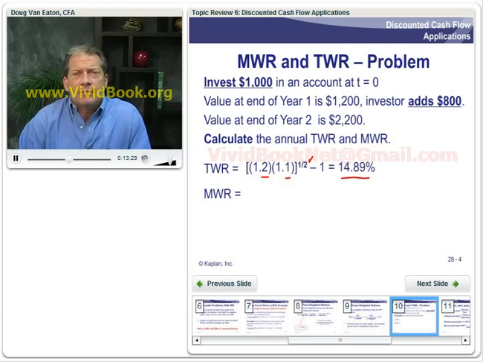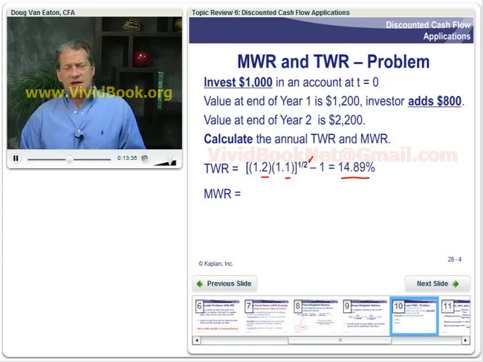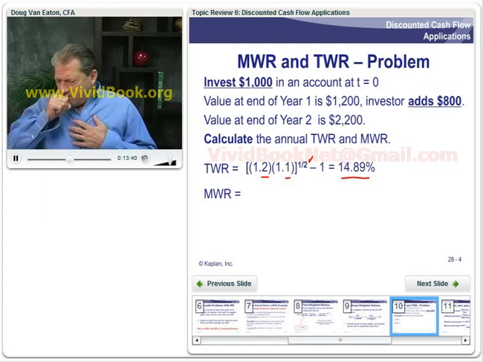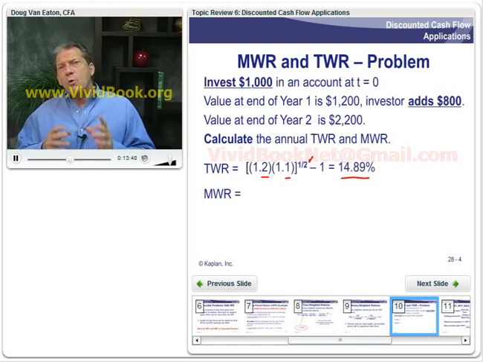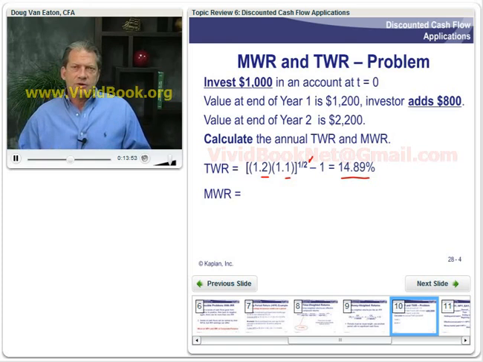Now, before we calculate the money-weighted rate of return, think a little bit about the intuition of this. We added $800 to the account at the end of the first year. So we've got more money in the account for the second year than the first year. Excuse me, 2,000 instead of 1,200 as a starting value. So the money-weighted rate of return is going to put more weight on the second year's return than on the first year's return.